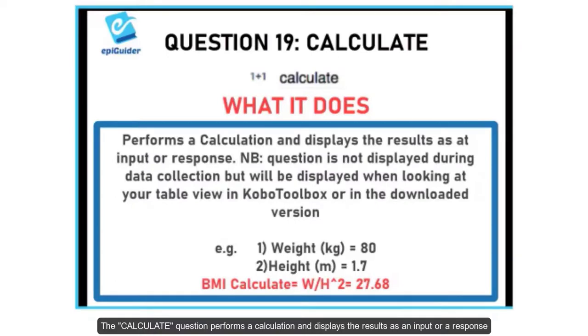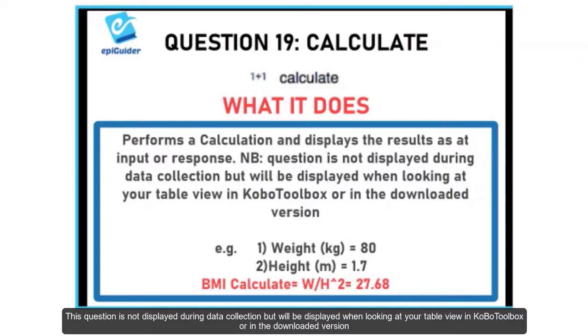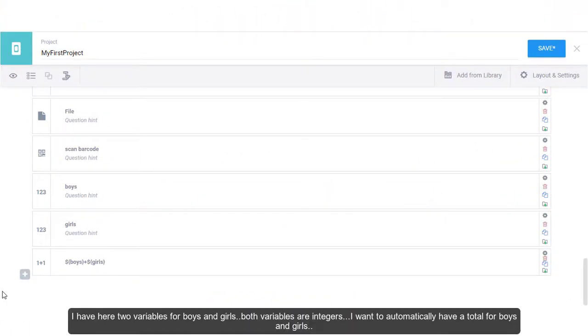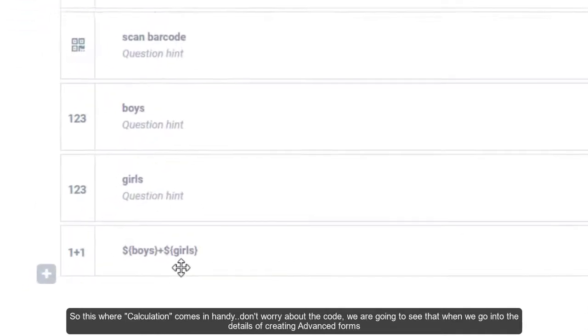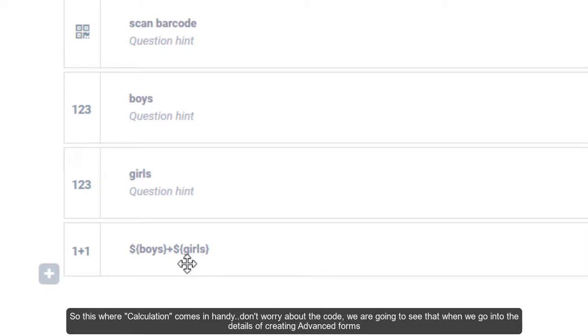The calculate question performs a calculation and displays the results as an input or a response. This question is not displayed during data collection, but will be displayed when looking at your table view in KoboToolbox or in the downloaded version. I have here two variables for boys and girls. Both variables are integers. I want to automatically have a total for boys and girls. So this is where calculation comes in handy. Don't worry about the code, we're going to see that when we go into the details of creating advanced forms.